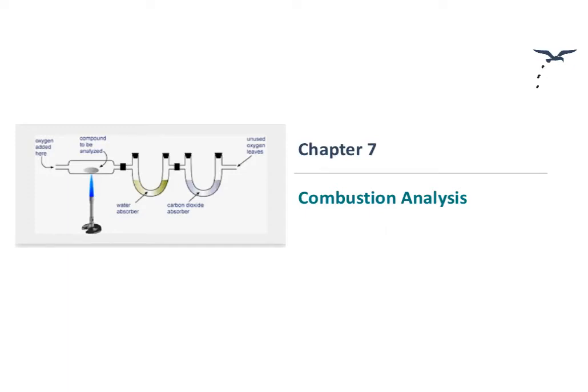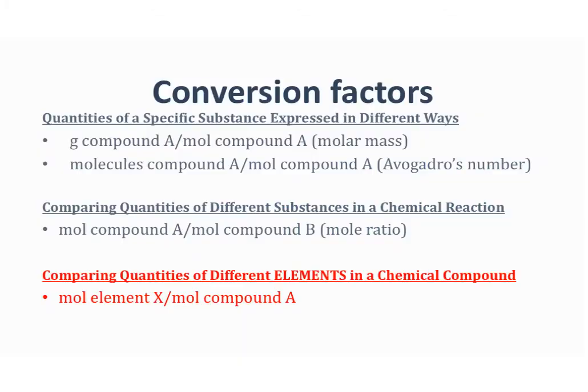This PowerPoint finishes up Chapter 7, and it presents an alternate way for finding empirical formula other than the percent composition that we went over in the last PowerPoint. And this one is combustion analysis. One of the things I like about combustion analysis is it emphasizes how to talk about how many moles of a particular element you have within a compound. And that's a little bit different than the conversion factors we've done up to now.